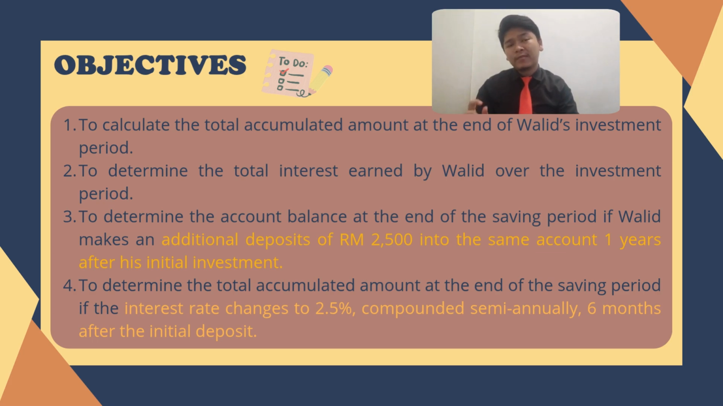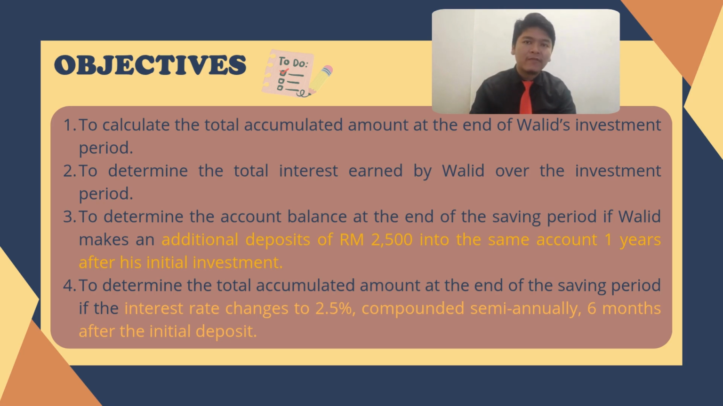So why don't we do it step by step by classifying the objective of our presentation in the compound interest. So first, our objective is to calculate the total accumulated amount at the end of Walid's investment period. So that is a basic question. Second, to determine the total interest earned by Walid over the investment period. So we will be finding the total interest earned by Walid at the end of the investment, right? So we will search for I.